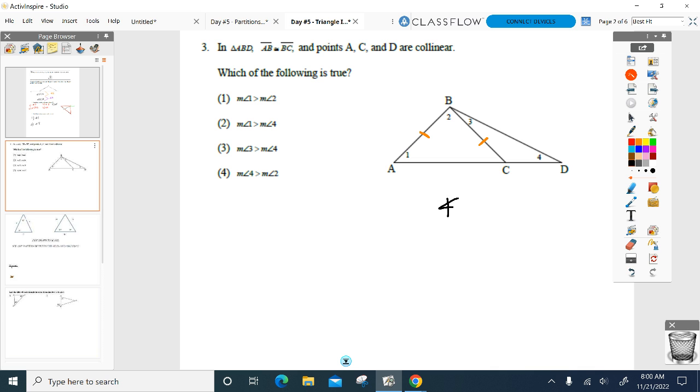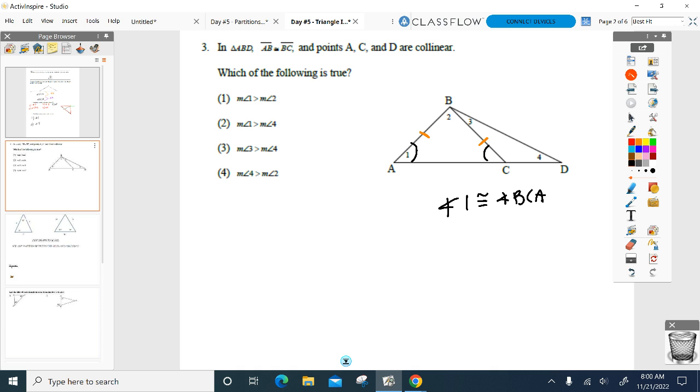Angle 1 is congruent to BCA. Good work. Remember that in a triangle, congruent angles are across from congruent sides. We remember that one. So because those sides are congruent, so are these angles. All right, which one of the following must be true then?